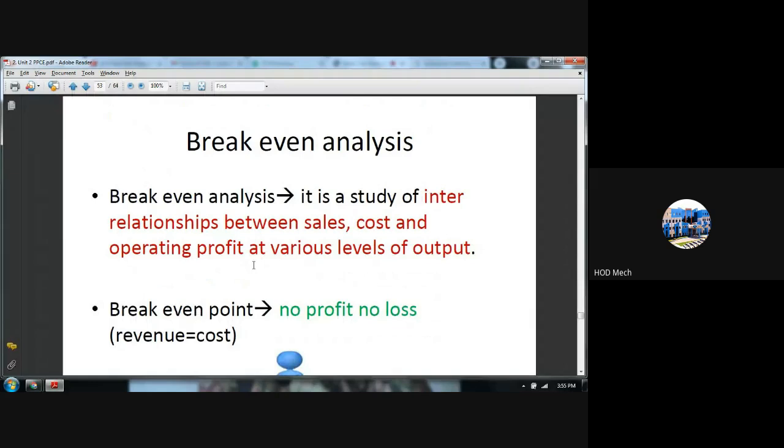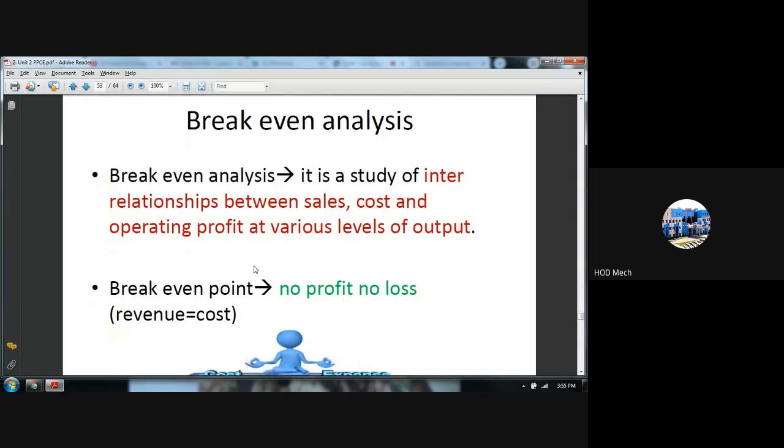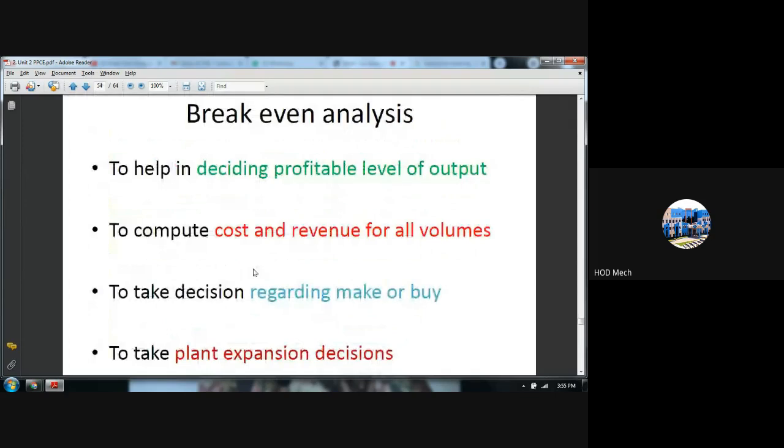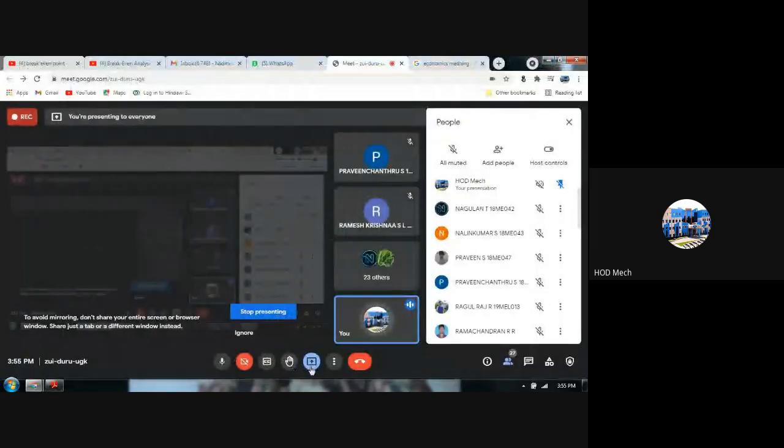So this break-even analysis is done by the engineer to study the interrelationship. இது எதுக்கு பண்றாங்கன்னா சேல்ஸ் எப்படி இருக்கு, காஸ்ட் எப்படி இருக்கு, ஆப்ரேட்டிங் ப்ராஃபிட் எப்படி இருக்குங்கிறத ஐடென்டிஃபை பண்றதுக்காக பண்றாங்க break-even analysis. Right? So coming for this, I will show you a video that you can easily understand it. Please let me know whether you are able to hear the audio for that video what I am going to present now.